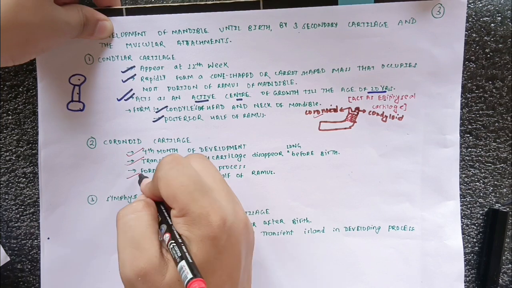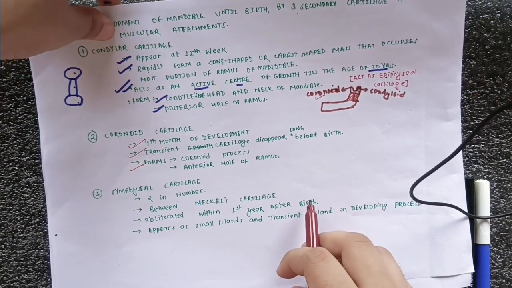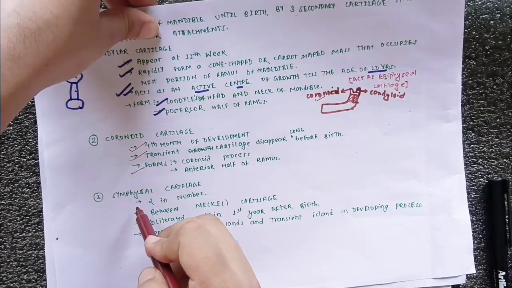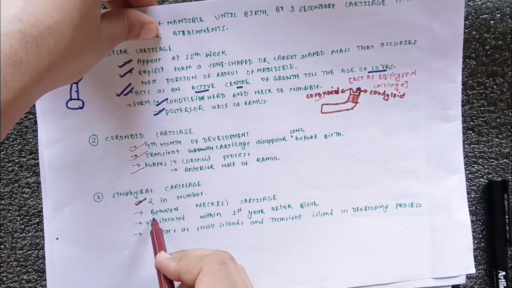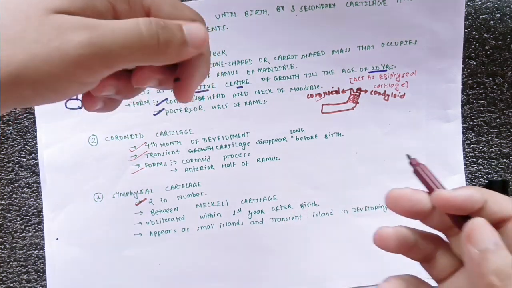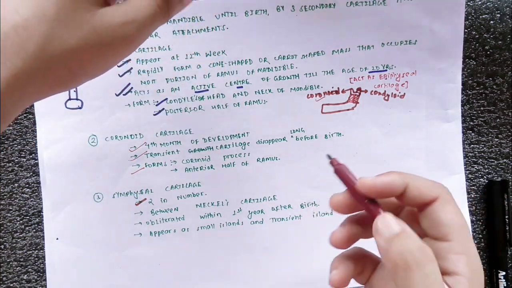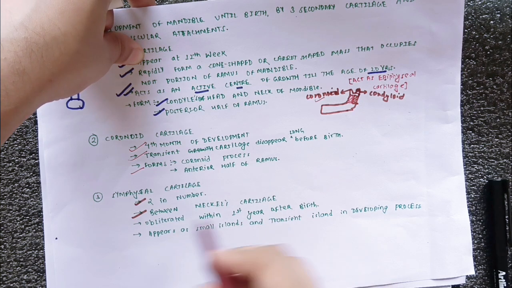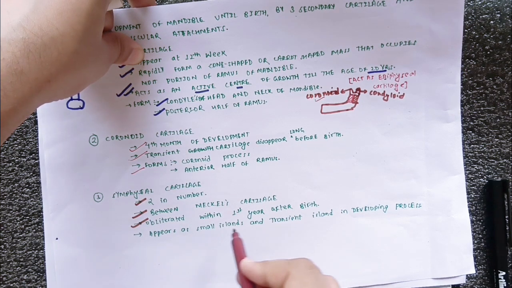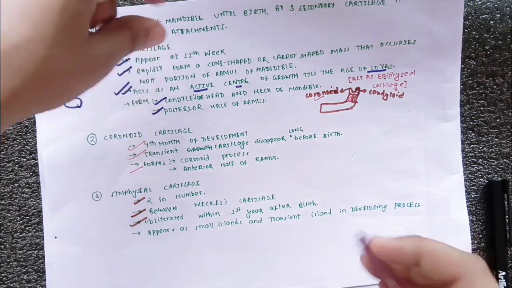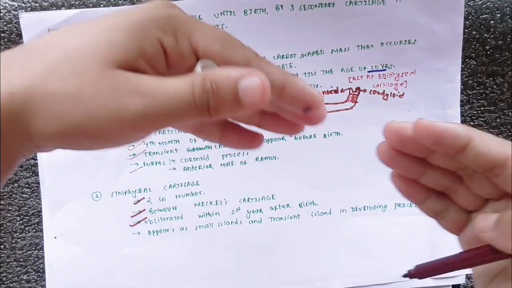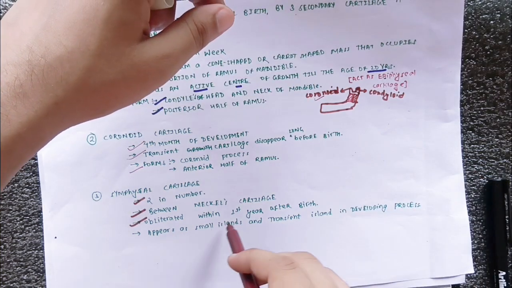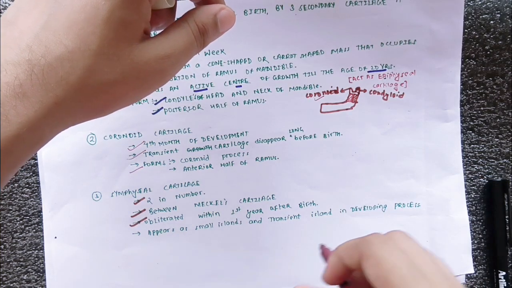Now here there is the presence of a symphyseal cartilage. Particularly 2 in number, and that is between the Meckel's cartilages. It is between the 2 Meckel's cartilages, and there is obliteration within the first year after birth, and it appears as a small transient island in the developing process. So it is a cartilage present at the midline between the 2 Meckel's cartilages, and it is obliterated in the first year after the birth.